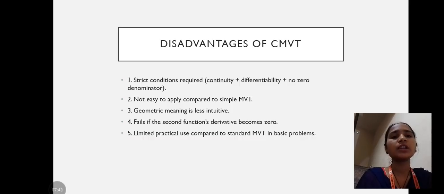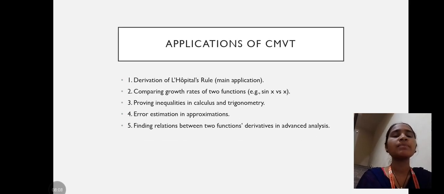Disadvantages of Cauchy mean value theorem: strict conditions are required, which means continuity plus differentiability plus no zero denominator. It is not easy to apply compared to the simple mean value theorem. Geometric meaning is less intuitive. It fails if the second function's derivative becomes 0. Limited practical use compared to the standard mean value theorem in basic problems.